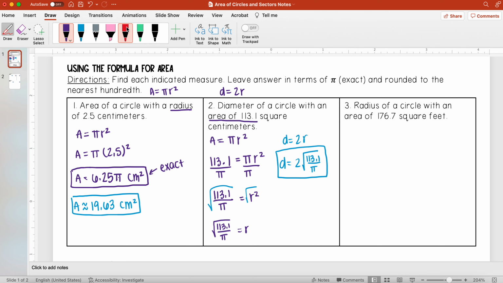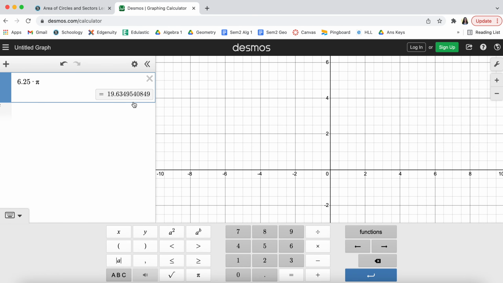But now I'm going to go ahead and find my rounded answer. So heading over to Desmos, I'm going to go ahead and type that whole thing in. So I have 2 times the square root of 113.1 divided by pi. And I get that rounding to the nearest hundredth, that's approximately 12.